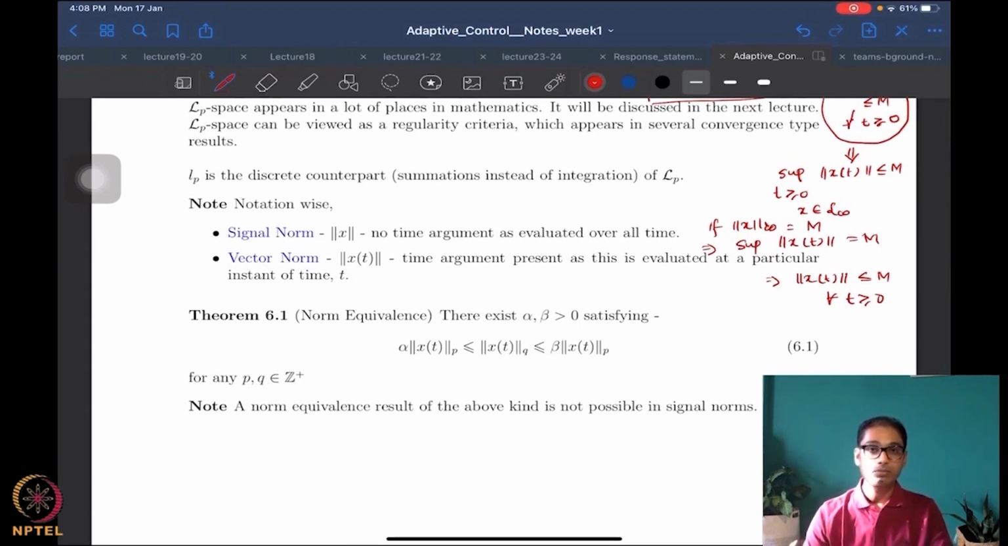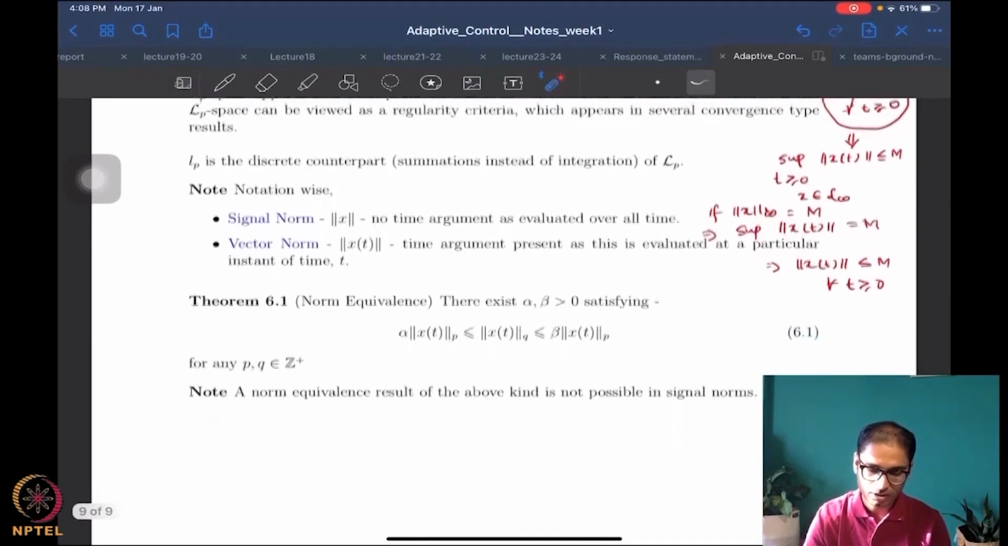It's the least upper bound, but it's still an upper bound, right? Therefore, if you say that sup of norm x(t) is equal to m, then at each instant in time, that is, each norm x(t) has to be less than or equal to m. There is no choice. Okay, so done. And this is of course the definition of a bound, of a bounded function. Also, they're equivalent.